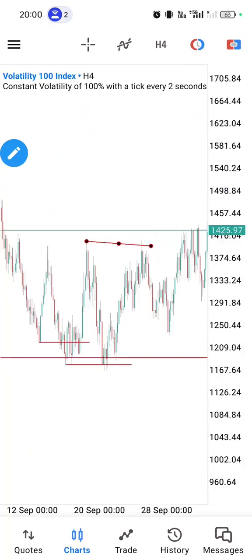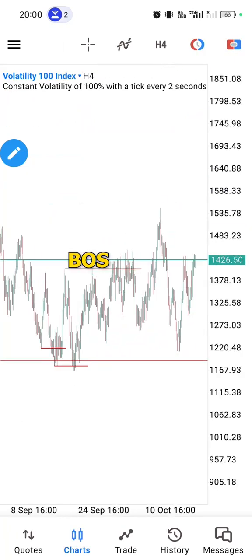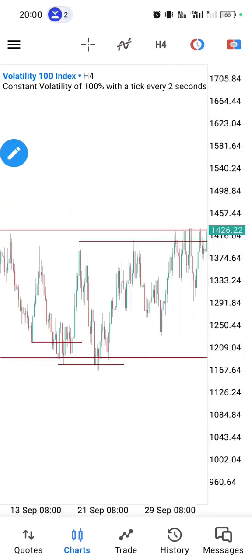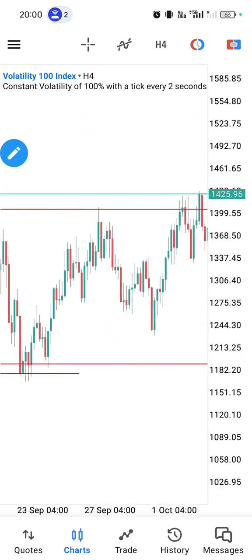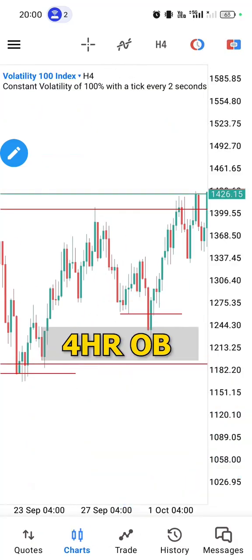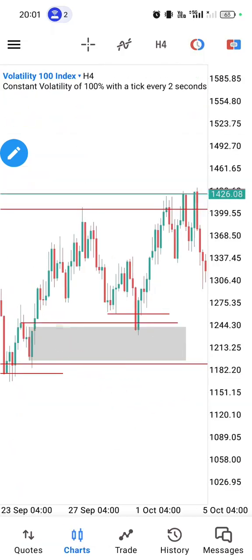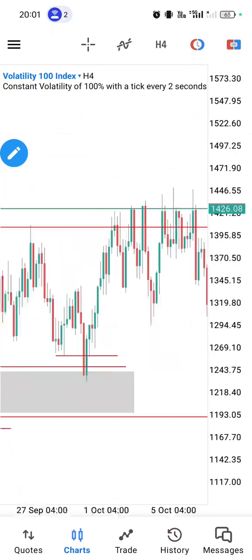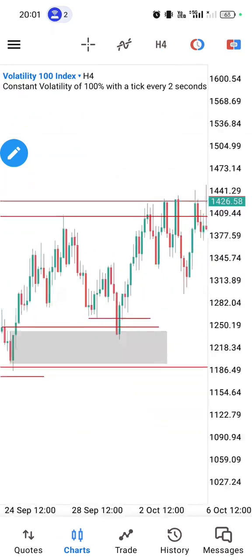You can see it gave us our first change of character, break of structure, and then when it returned back down, it gave us a strong stop hunt, grabbing liquidity below that low while it hit the 4-hour order block, and then it continued to shoot up. Right there was also a mitigation block, so it was a strong reaction off of that level.